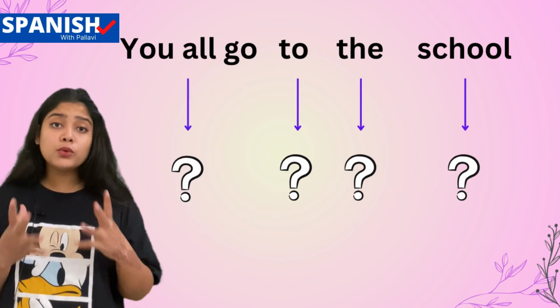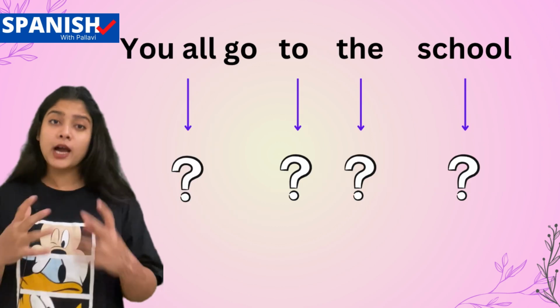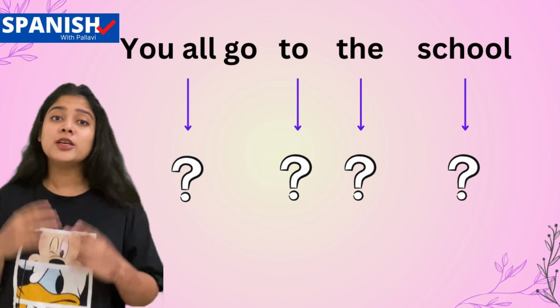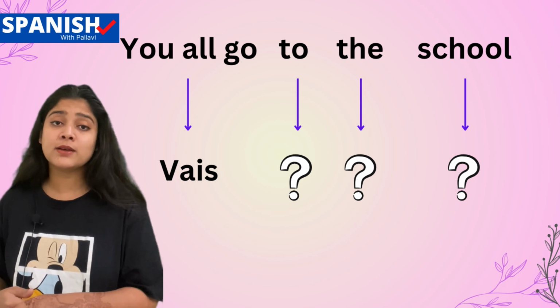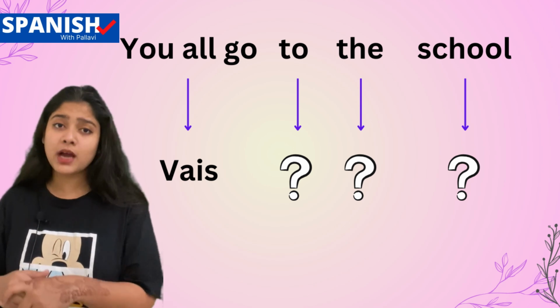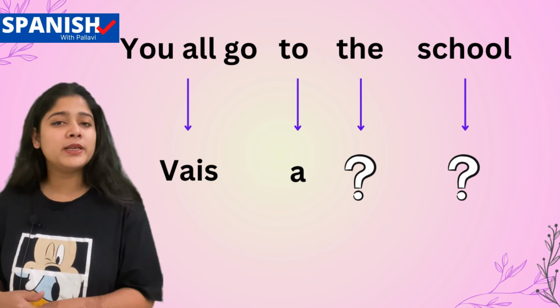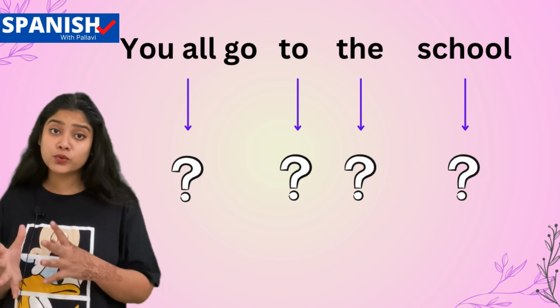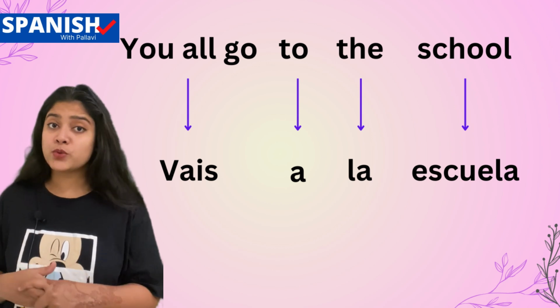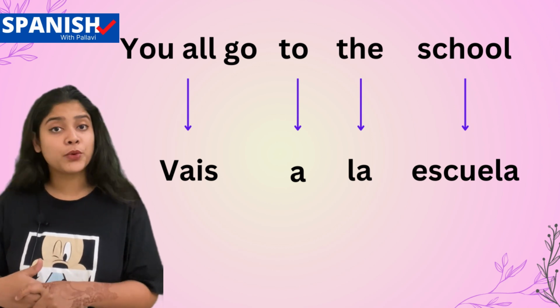Next. You all go to the school. How do you say that in Spanish? You all go will be vais. To will be a. The school will be la escuela. So the whole sentence will be you all go to the school. Vais a la escuela.